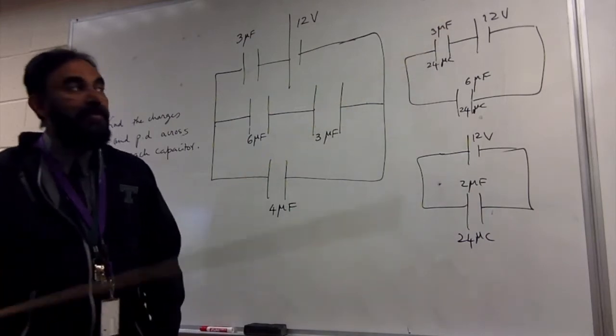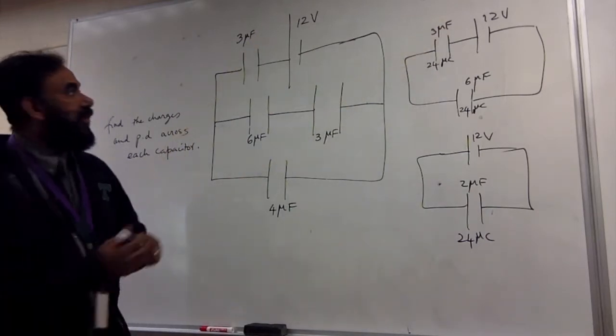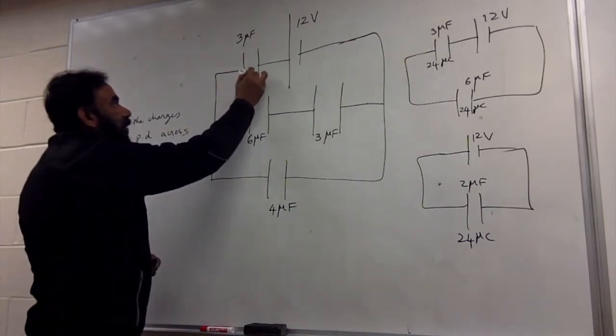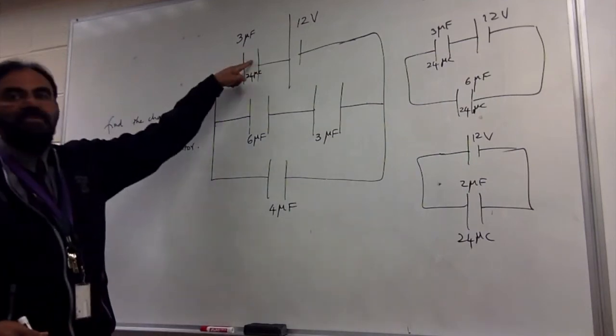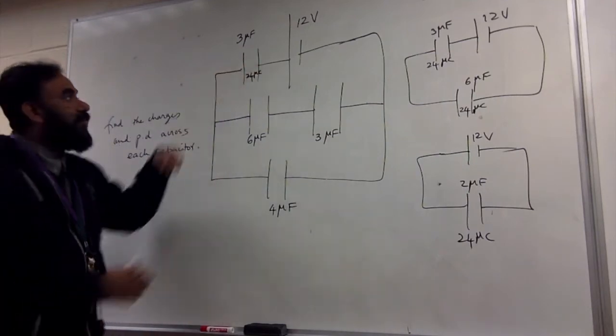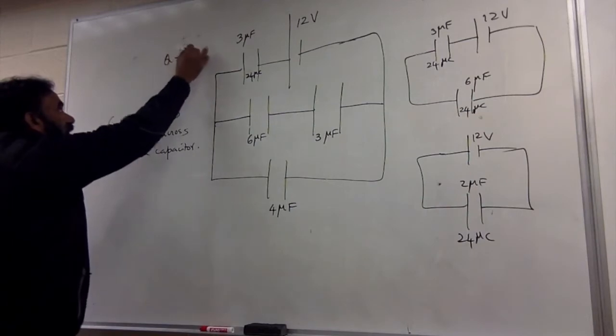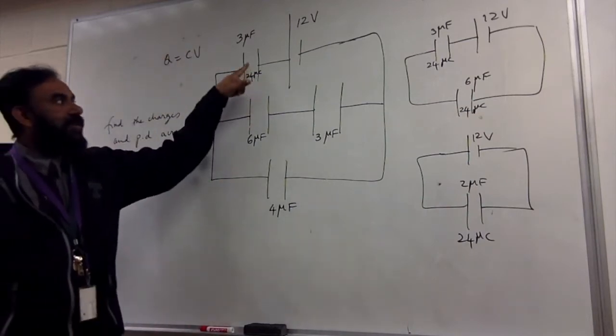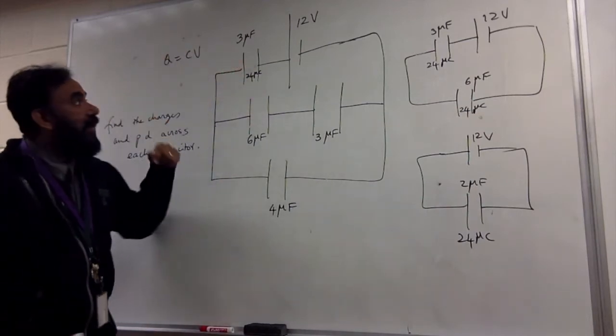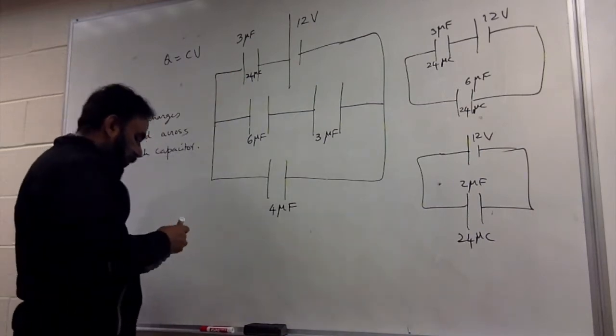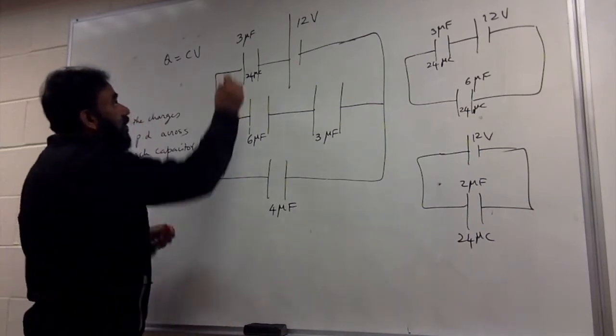Now once you discovered this is 24, how many volts is going to be on that capacitor? So now you know one answer. This is 24 microcoulombs. So how many volts are sitting here? How do you find the voltage? Use Q is equal to CV. How many volts across this capacitor? 8. So you know the voltage there is 8 volts.